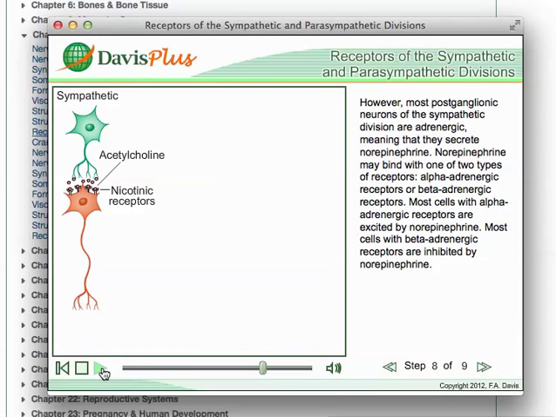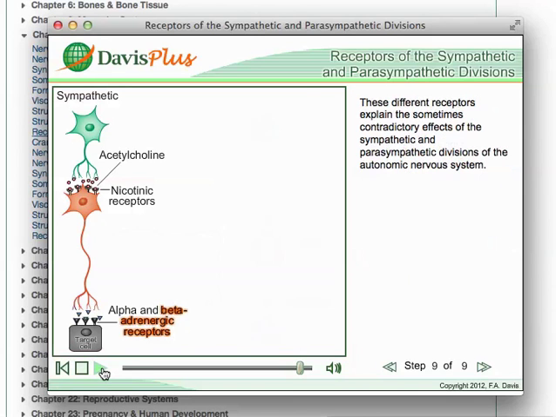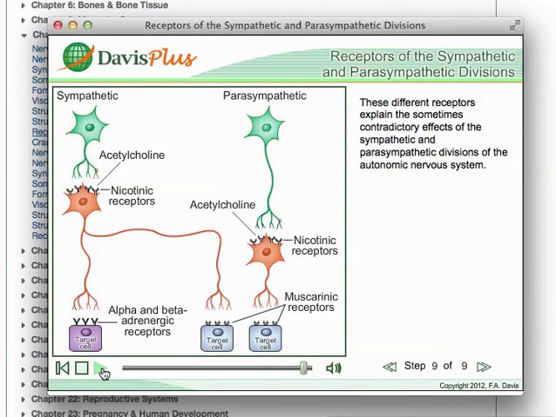However, most postganglionic neurons of the sympathetic division are adrenergic, meaning that they secrete norepinephrine. Norepinephrine may bind with one of two types of receptors: alpha adrenergic receptors or beta adrenergic receptors. Most cells with alpha adrenergic receptors are excited by norepinephrine. Most cells with beta adrenergic receptors are inhibited by norepinephrine. These different receptors explain the sometimes contradictory effects of the sympathetic and parasympathetic divisions of the autonomic nervous system.